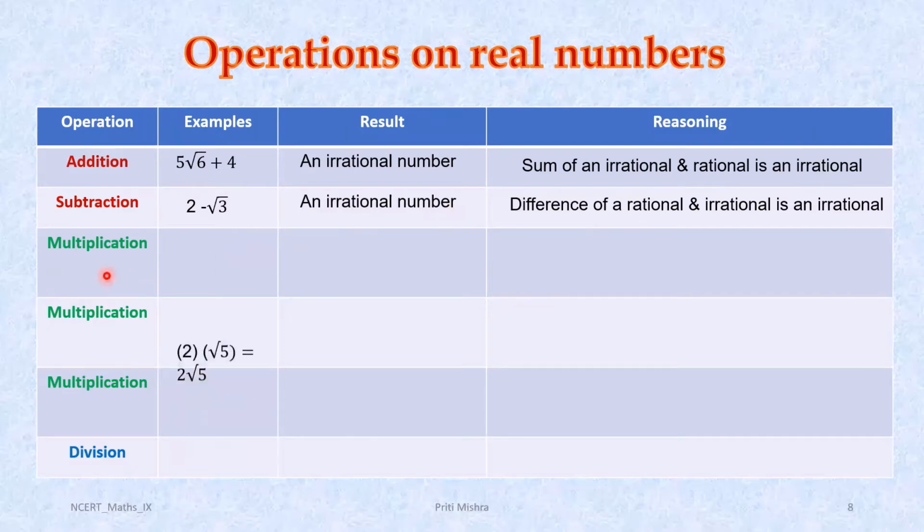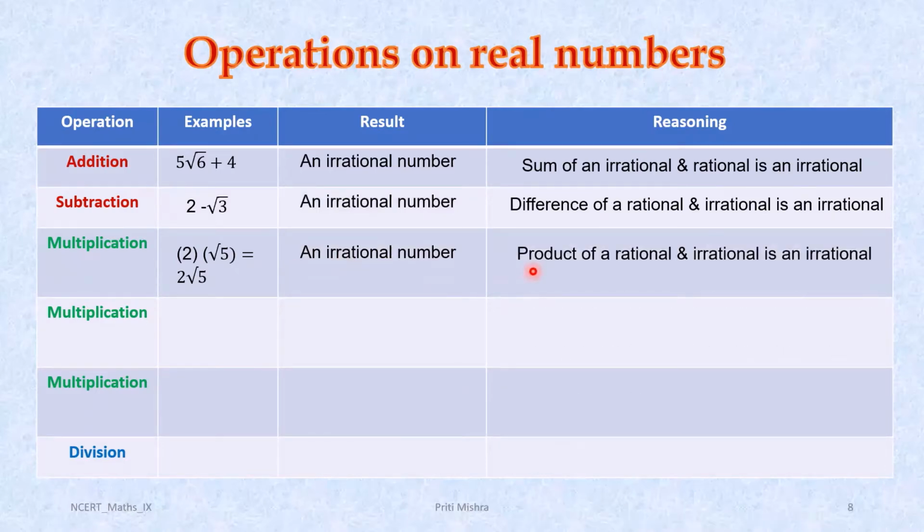Now for multiplication. For multiplication, we are having numbers 2 and root 5. 2 is a rational number and root 5 is an irrational number. When we are multiplying these two numbers, then we are having 2 root 5. And 2 root 5 is an irrational number. So, what is the reasoning here? Product of a rational and irrational is always an irrational number.